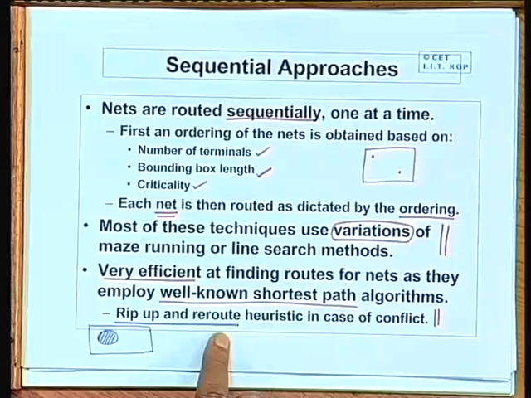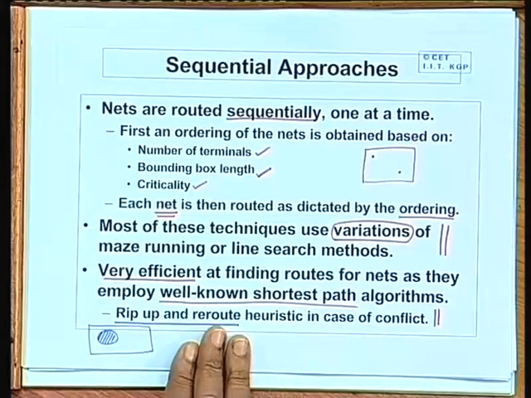So rip up and reroute works well most of the time, but if nothing works you will have to have some kind of manual intervention and complete the last few nets. So the automated CAD tools also need manual intervention sometimes towards the end.